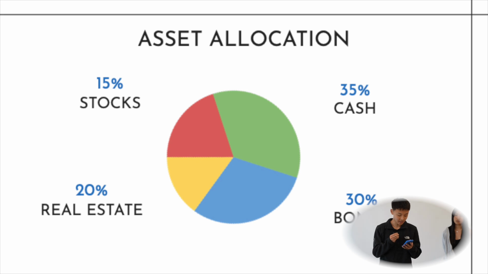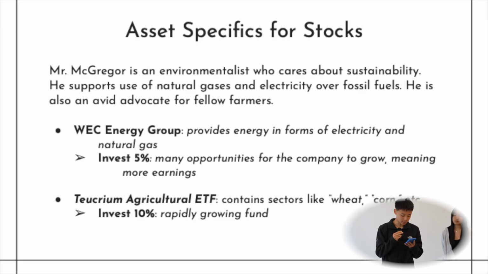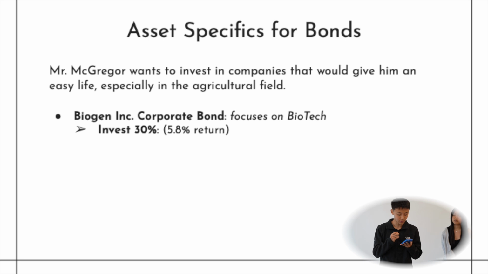His assets are allocated among four different things: stocks, cash, real estate, and bonds. More specifically for stocks, he is an environmentalist who cares about sustainability, so he wants to invest in things that would support his morals. So we helped him invest in WEC Energy Group as well as Teucrium Agricultural ETF.